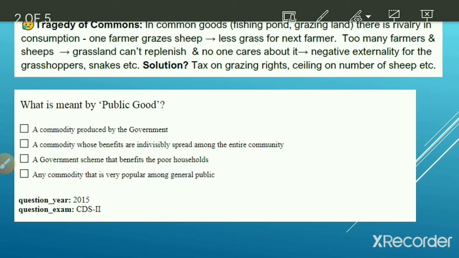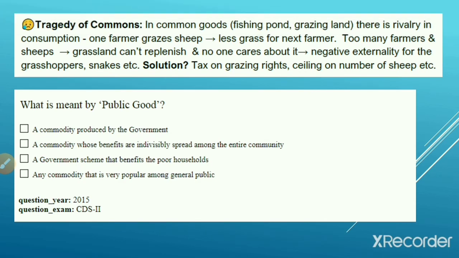One thing is missing: tragedy of the commons. In a common good, like a fishing pond, fishing or grazing land, there is a rivalry in consumption. Where one farmer grazes sheep, that means less grass for the next farmer. Now, with too many farmers and sheep, the grassland cannot replenish. Negative externality: grasshoppers, snakes.